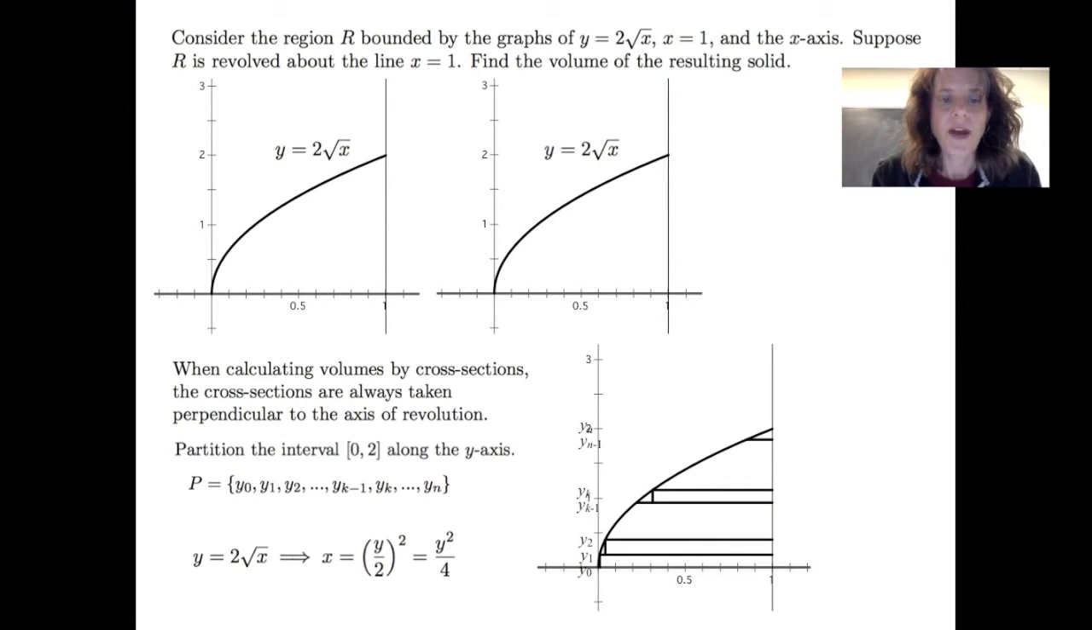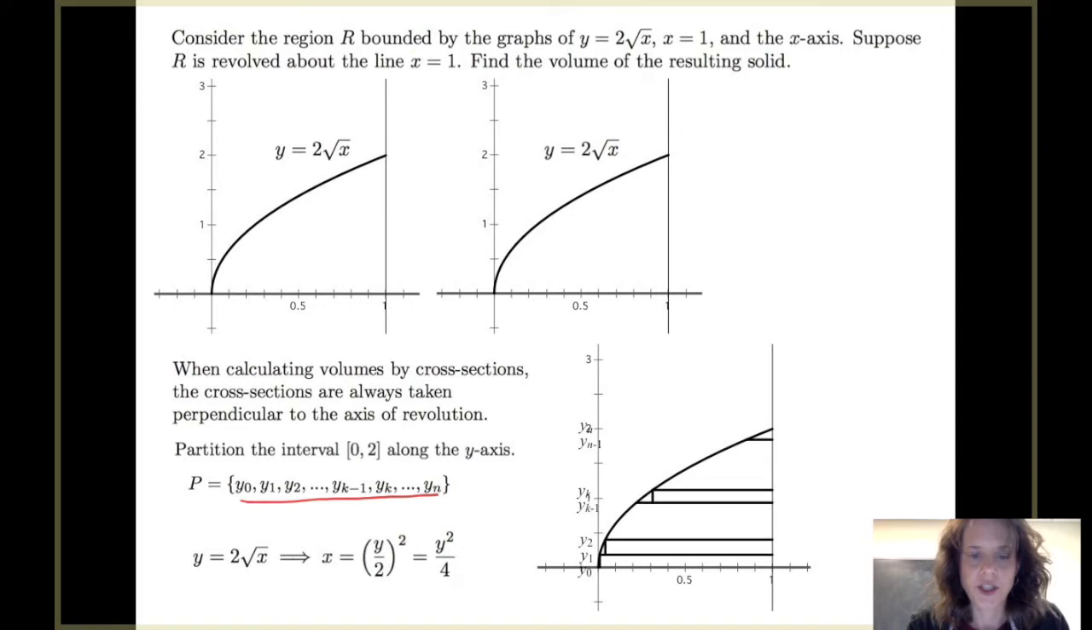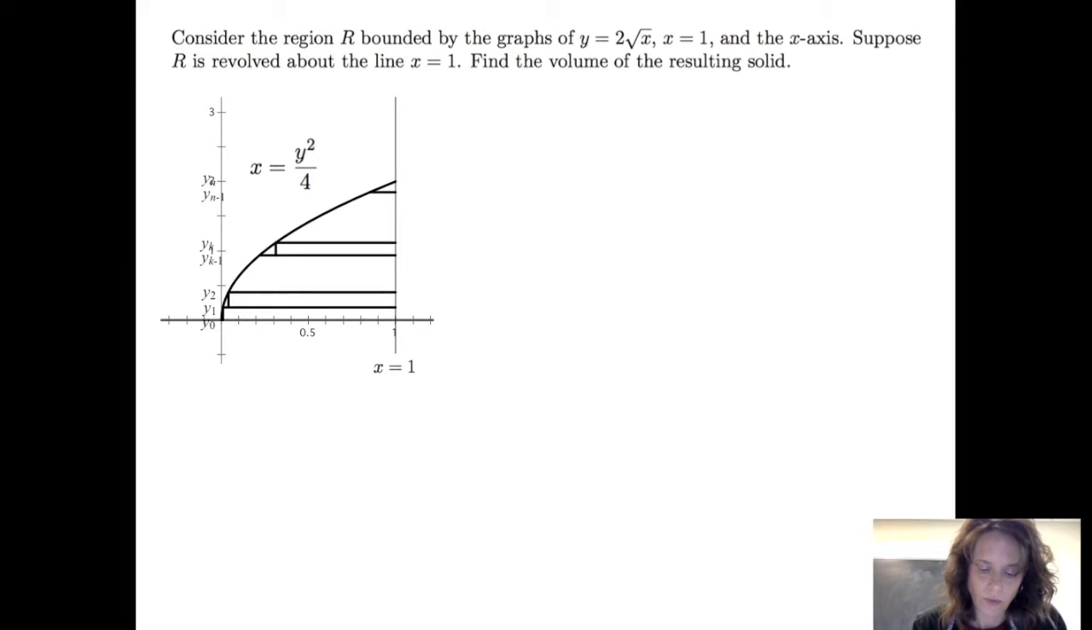Now, given the fact that we partitioned along the y-axis, means that we need to have our equation as an x equals y equation, because whatever interval we partition determines the variable with which we integrate when we develop the definite integral. So I've solved y equals 2 times the square root of x to be x equals y squared over 4.